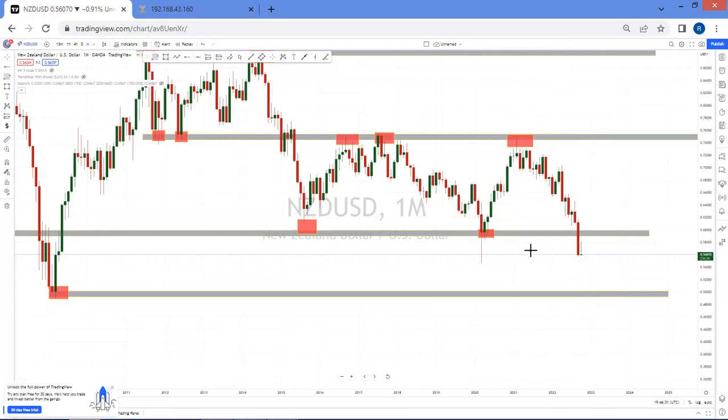Because a wick broke a support or a resistance, that doesn't mean that the resistance has been broken. For example, see what happened here. This was actually a break by the pandemic. But see what happened? It snapped up again and the market started buying, came here again. Do you get what I'm trying to say now?